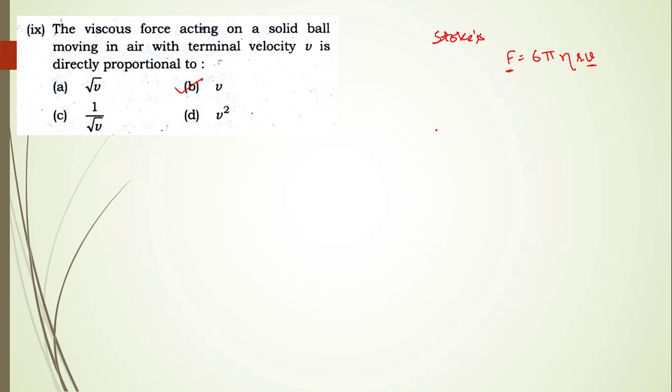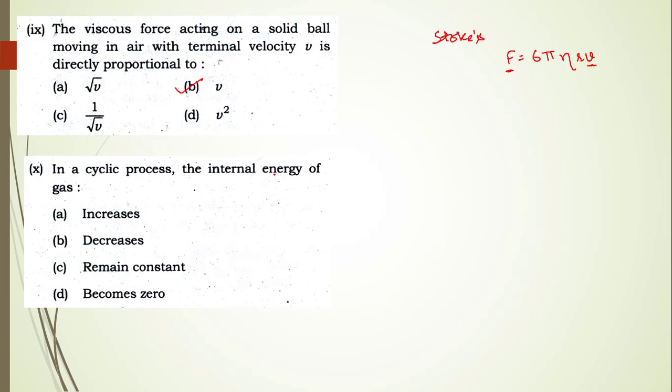Now moving towards the next, 10th question. The 10th question is, in a cyclic process, the internal energy of gas. This is the cyclic process. And in case of a cyclic process, we know that the system comes to its initial state. So the system comes to its initial state, so there should be no change in internal energy. So in this case, C is the right option, that is, remains constant. There should be no change.